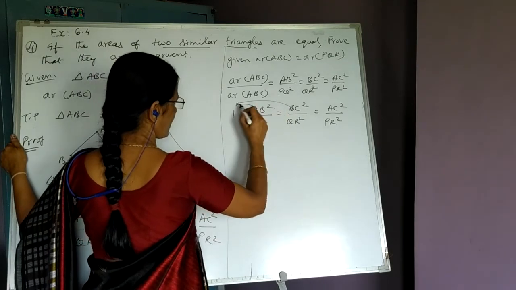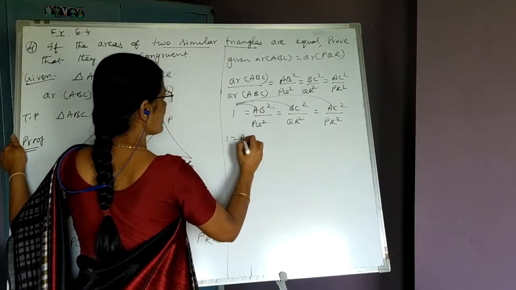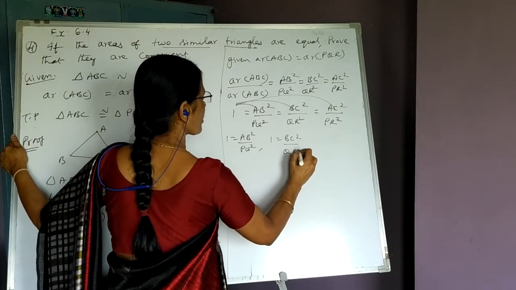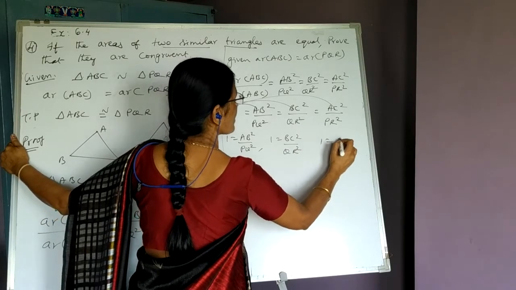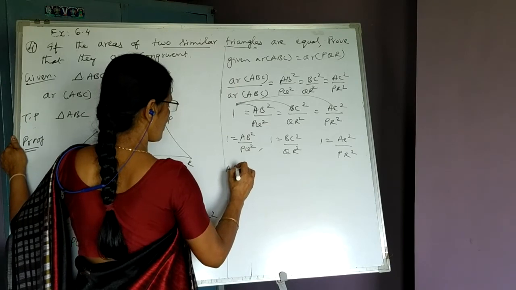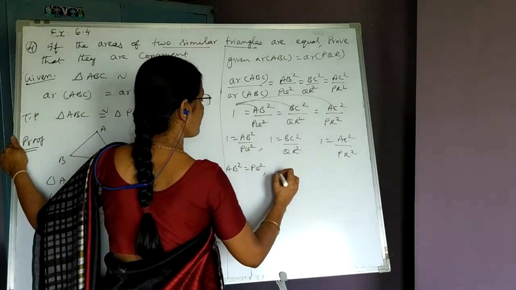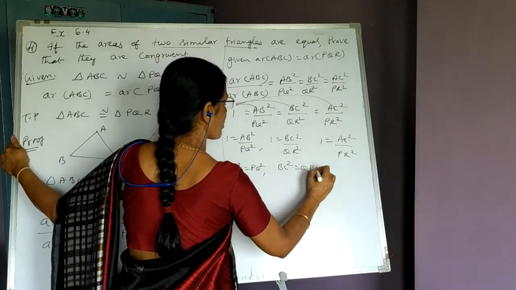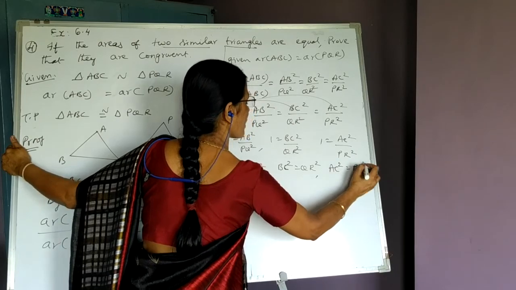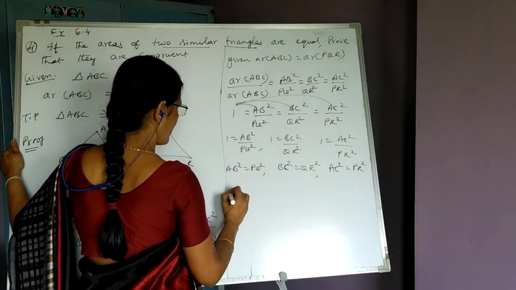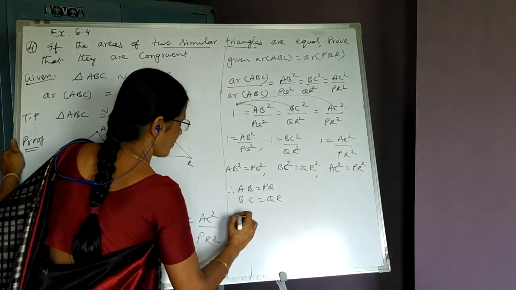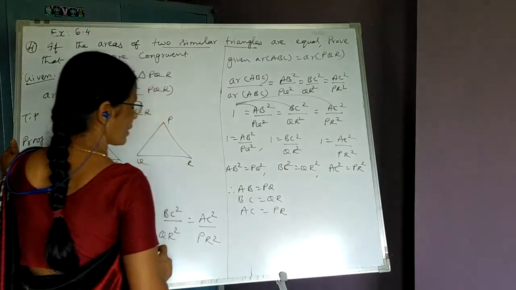So we are going to combine this with each and every one. So 1 is equal to AB square upon PQ square. 1 is equal to BC square upon QR square and 1 is equal to AC square upon PR square. Cross multiplying we get AB square equal to PQ square, BC square equal to QR square and AC square equal to PR square. Removing square everywhere, what we'll get: AB equal to PQ, BC equal to QR and AC equal to what? Equal to PR.